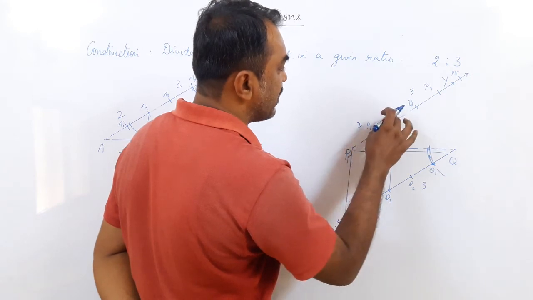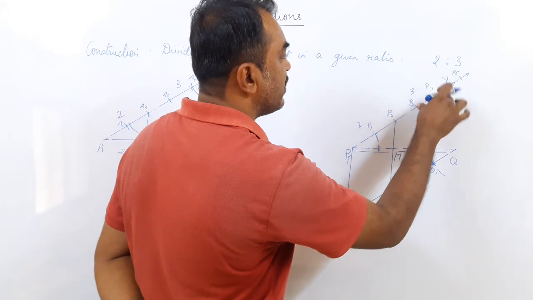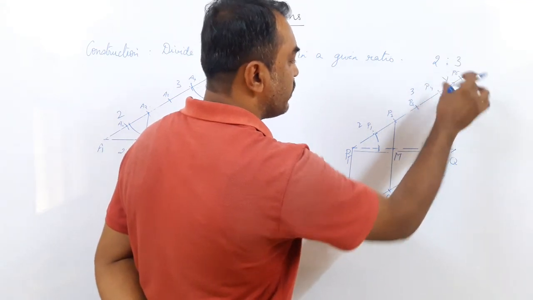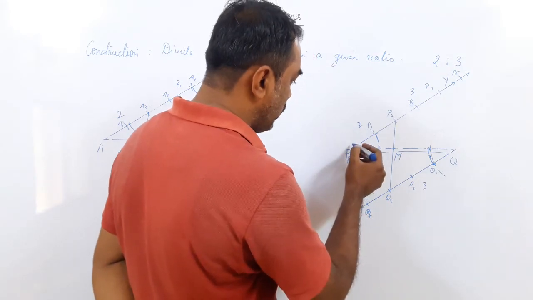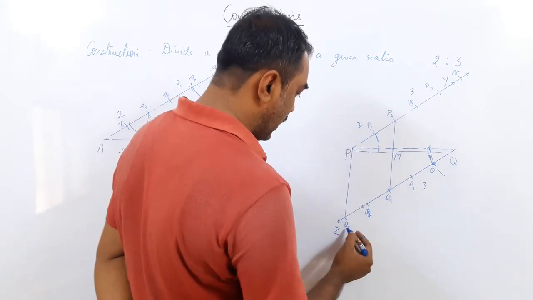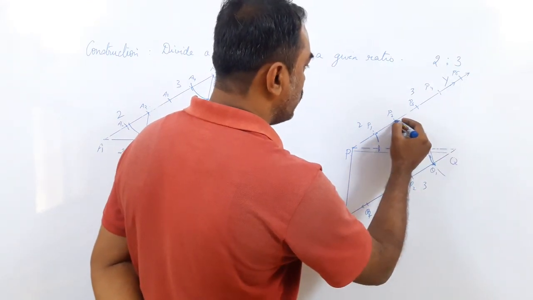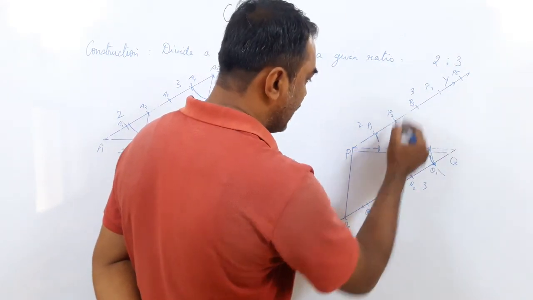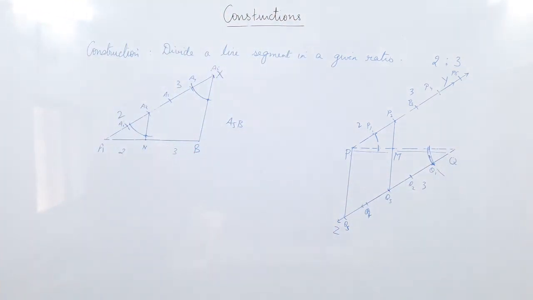Taking P1 as the center, I cut at P2. Taking P2 as the center, P3. Taking P3 as the center, P4. Taking P4 as the center, P5. The same way from Q, I cut Q1, Q2, up to Q5. So I joined P and Q5, and Q and P5. So this is the second point. When I join P2 with Q3, I will get the point N, which divides in the ratio 2:3. So this is the construction.